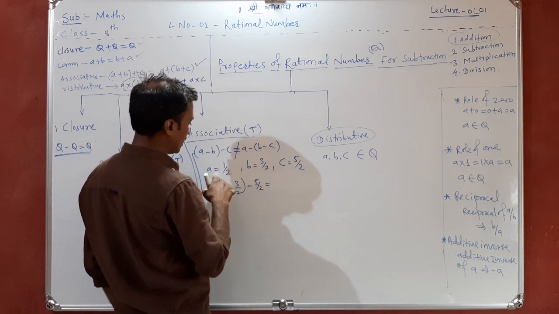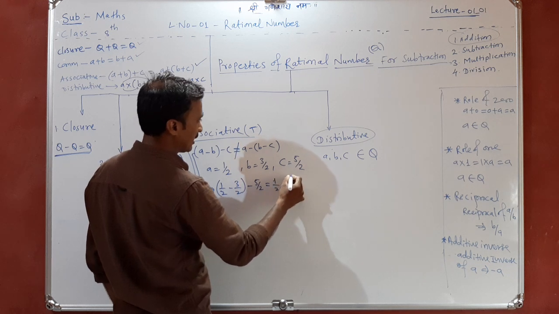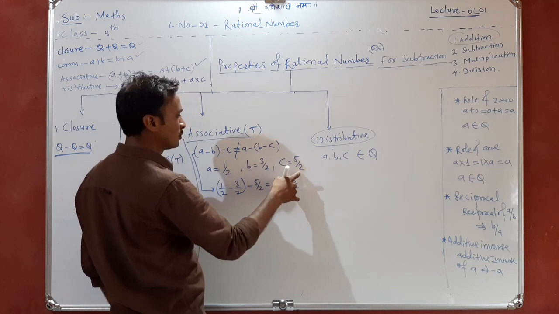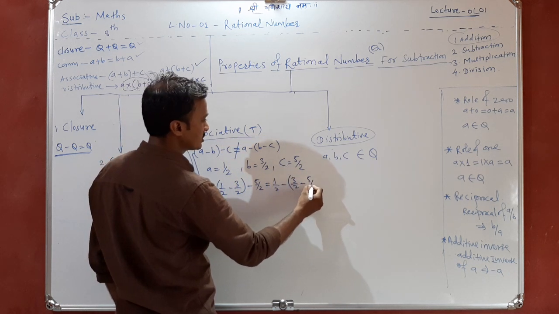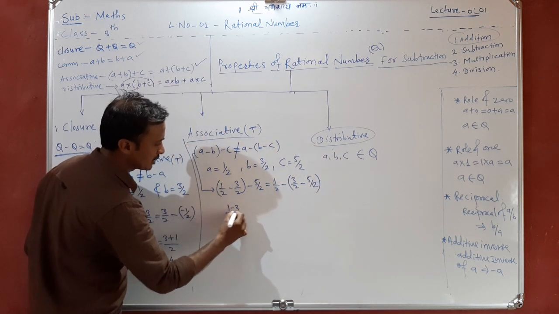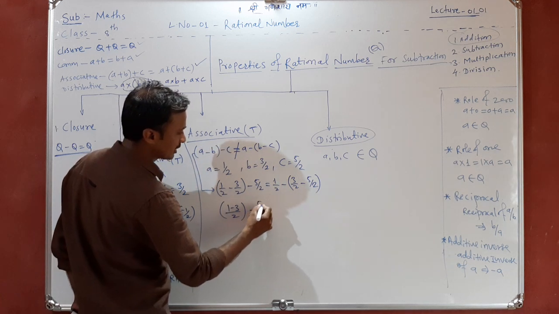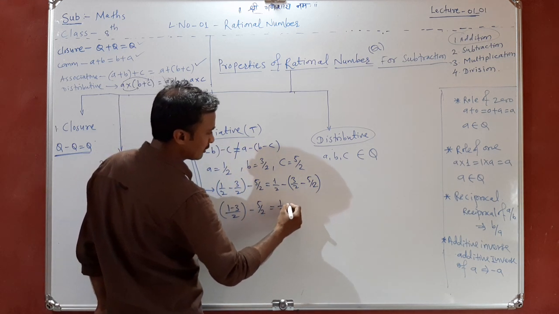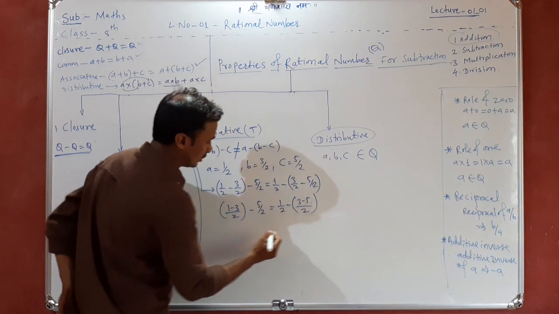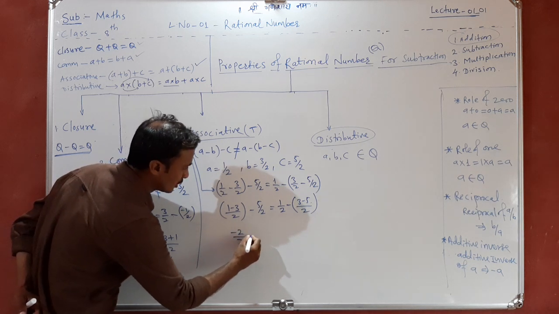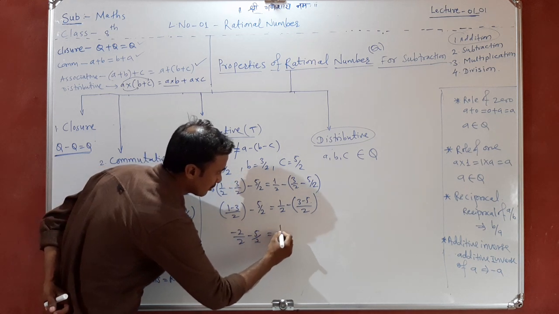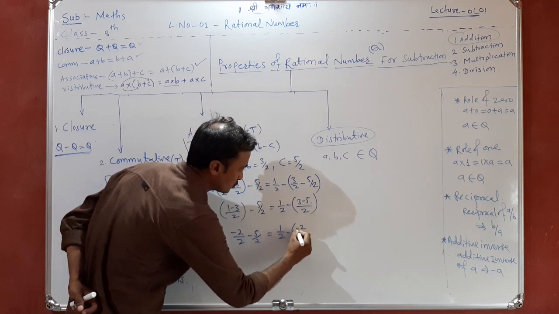Again, a is 1 by 2, minus in bracket b, that is 3 by 2, minus 5 by 2. We have to solve that bracket first: 1 minus 3 upon 2, after that minus 5 by 2. Again, 1 by 2 as it is, in bracket 3 minus 5 divided by 2, which means minus 2 by 2, again minus 5 by 2, is equal to 1 by 2 minus, minus 2 by 2.